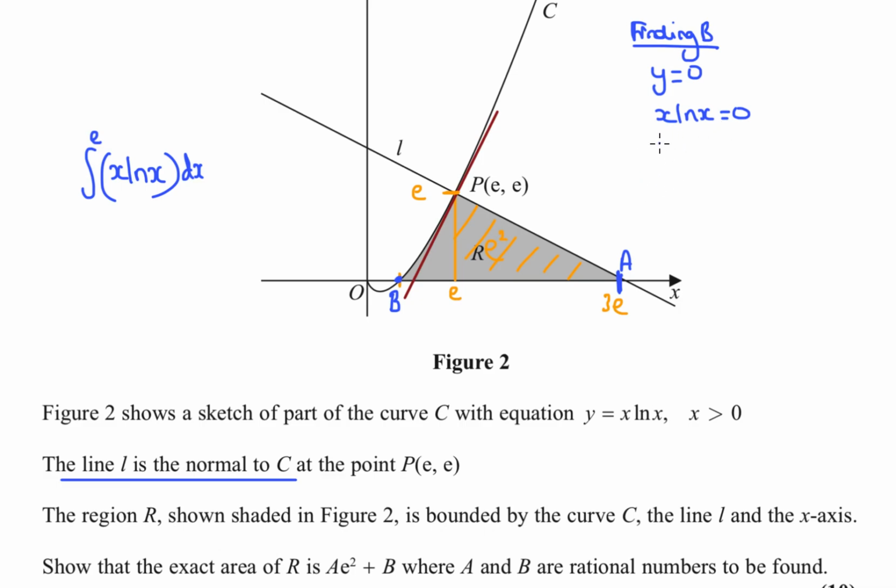So that's when either x is equal to 0, which is actually this point here that we don't care about, or ln x is equal to 0. Ln x equals 0 when x is equal to 1. So b's coordinates must be 1, 0. And that tells us we're integrating between 1 and e. So this is what we're concentrating on next. We're integrating between 1 and e, x ln x dx, to find this other grey area here.